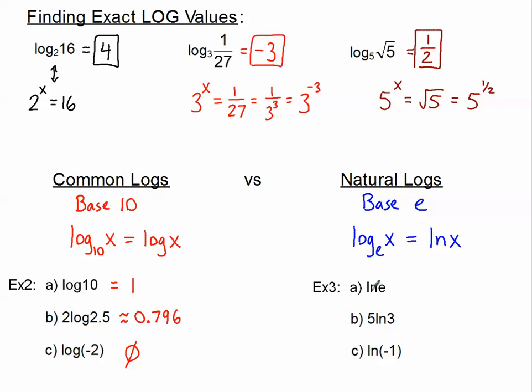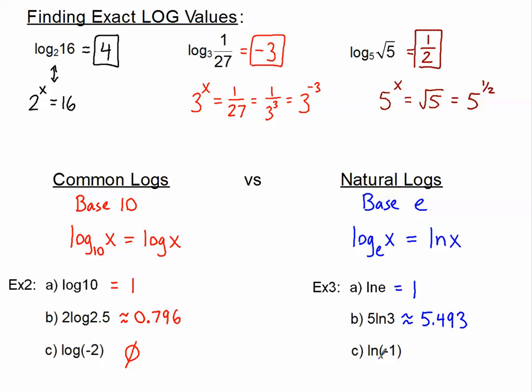So if we wanted to figure out what the natural log of e is, well, hopefully you don't need the calculator to figure that out. That's equal to 1. Basic log property. 5 times the natural log of 3, we would need our calculator for that. And that is 5.493.